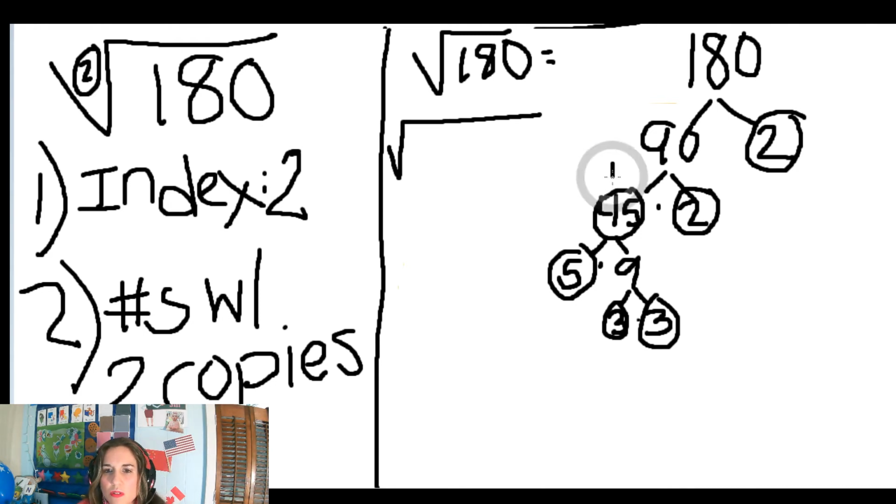And I shouldn't have circled this 45. That was silly of me because I don't want you to think that that's part of the prime factorization. So I'm just going to erase that so I don't confuse anybody. When you do these prime factorizations, you guys only circle the prime numbers, all right?